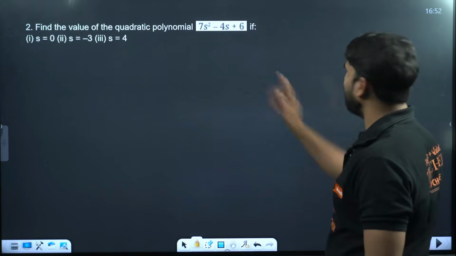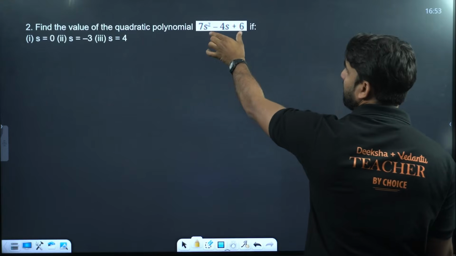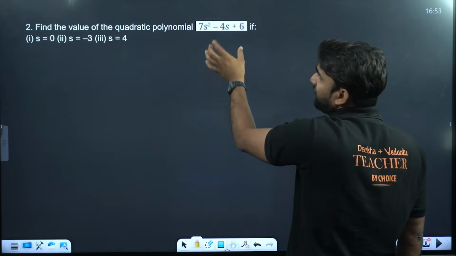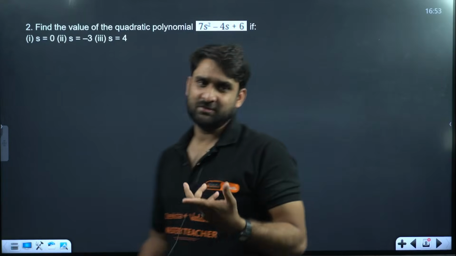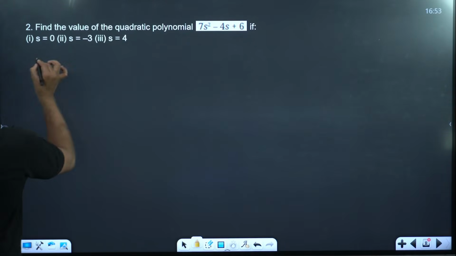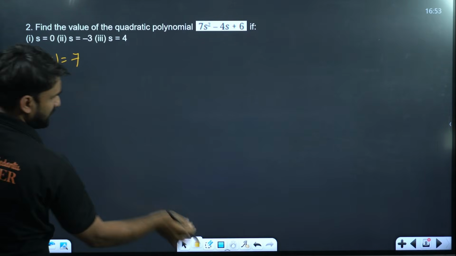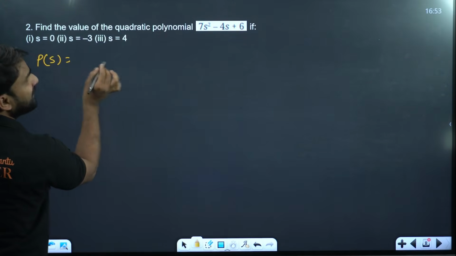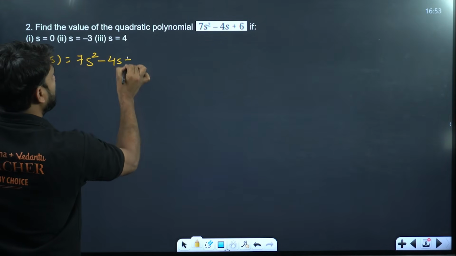This question is exactly the same as the previous one. In the previous question the polynomial was linear, and now the polynomial is quadratic, and we have to find the value of this entire polynomial at these particular values of s. Same question, just mathematical calculation. So let's write the polynomial as p(s), because the polynomial is in terms of s. So p(s) will be equal to 7s square minus 4s plus 6.